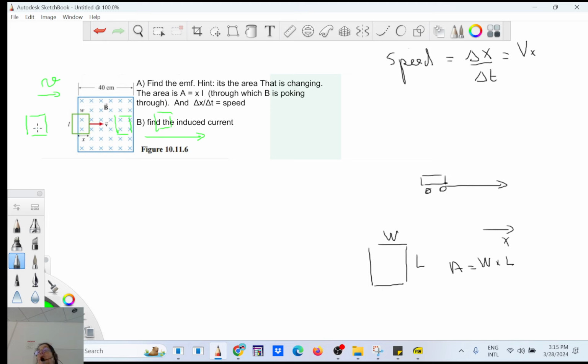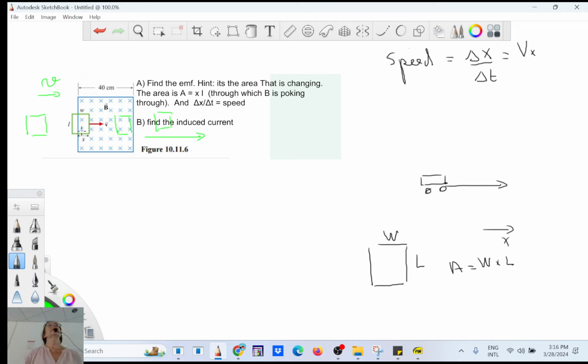So let me ask you something. Are you going to induce anything here? Do you have a change in the number of field lines poking through? Here, are there any field lines poking through? No. Now, here, yes, you have field lines poking through, right? It's going into the screen. So as it's going into this area, the number of field lines is going to increase.